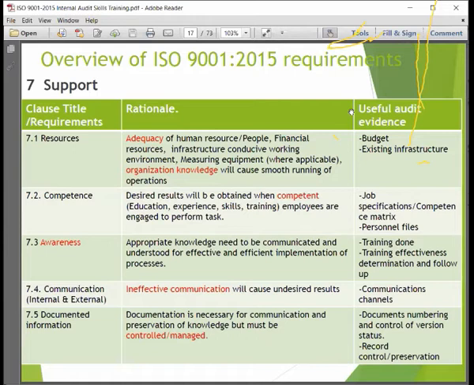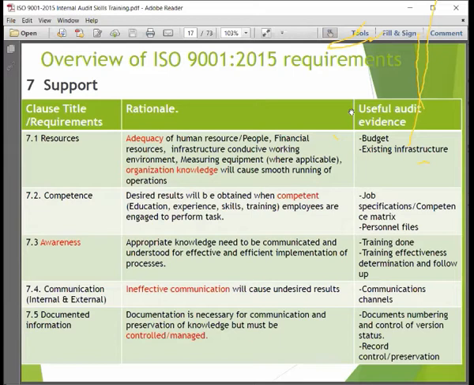Under the title resources, there are requirements to do with the resources. The top management or the organization has to ensure that they are provided the necessary resources required for you to meet your targets. The rationale is that adequacy of human resources, financial resources, infrastructure, a conducive work environment, measuring equipment where applicable, and organizational knowledge will cause smooth running of operations.